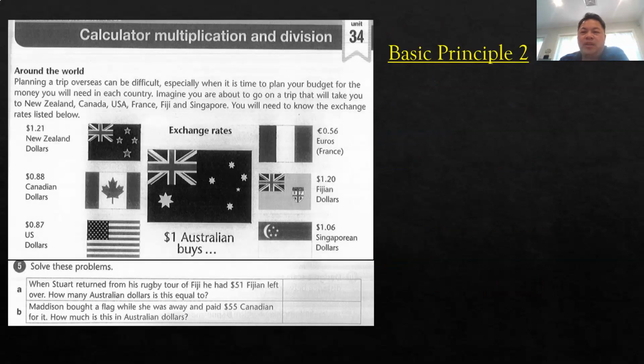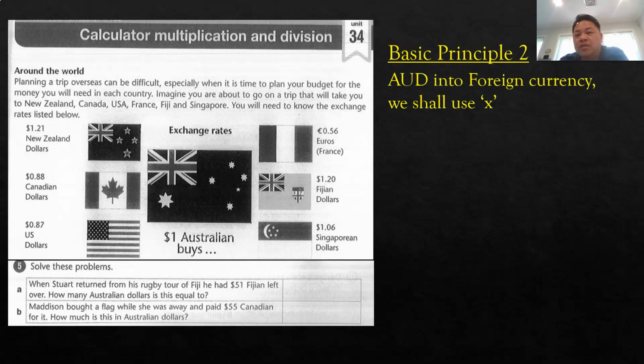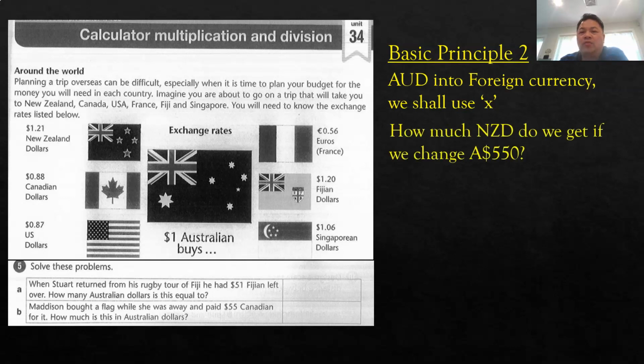Another principle that has not been touched, because all the questions are only based on one direction. So what happens if you have Aussie dollars and want to change them into a foreign currency? That's when we need to multiply. So how many New Zealand dollars do we get if we change 550 Aussie dollars? Since the exchange rate is 1.21, it's 550 times 1.21. So with $550, I can change to $665.50 of New Zealand dollars.